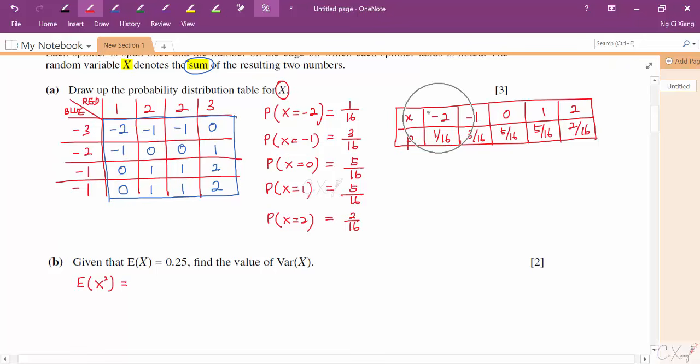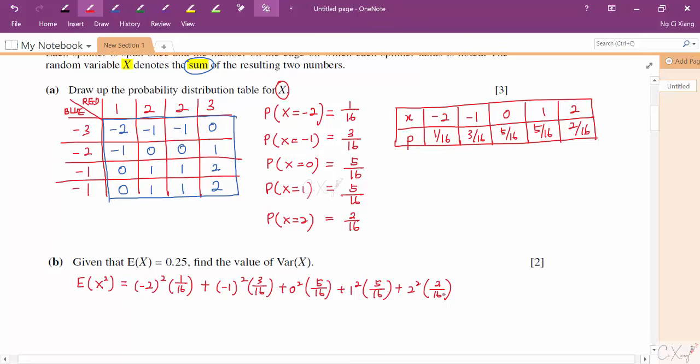As an example, for -2, you square it to become (-2)^2, then multiply with 1/16. And you do the same thing for the rest of the values of x. The next one will be -1, so (-1)^2 multiplied with 3/16, and so on. When you simplify by using a calculator, the value of E(X^2) will be 5/4.